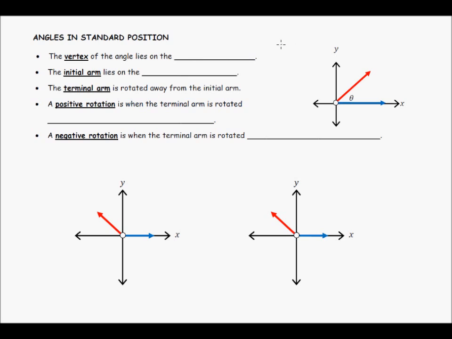And one way of doing that is looking at angles in the Cartesian plane, so the x and y axes. And these are referred to as angles in standard position. Now, for an angle on the Cartesian plane in standard position, there's a little bit of new terminology that we need to get through. So first of all, the vertex of this angle, which would be this point right here, lies on the origin of the Cartesian plane for angles in standard position.